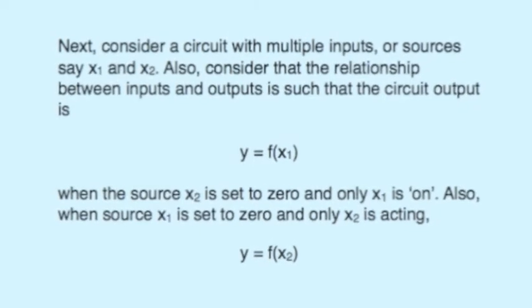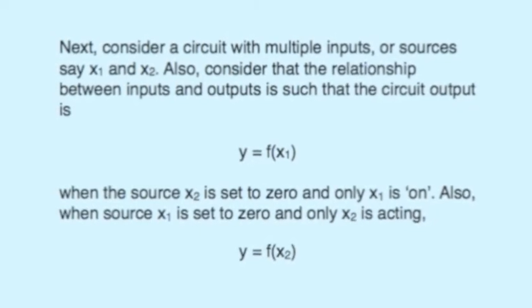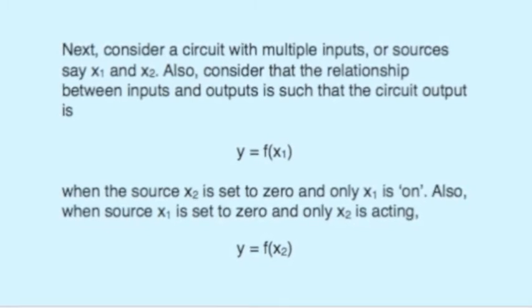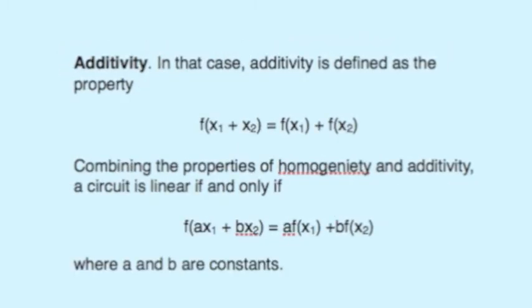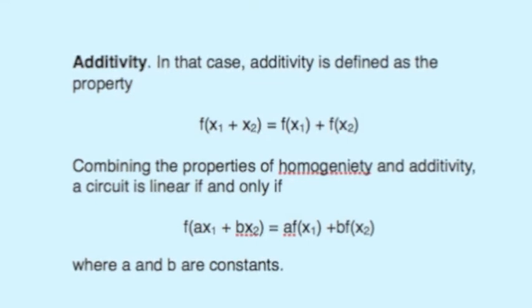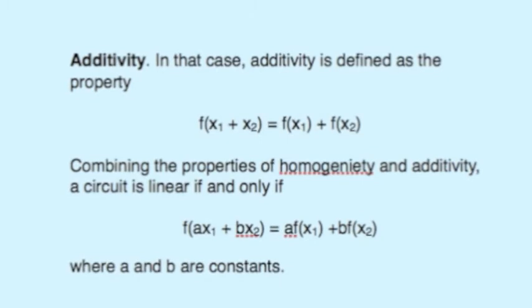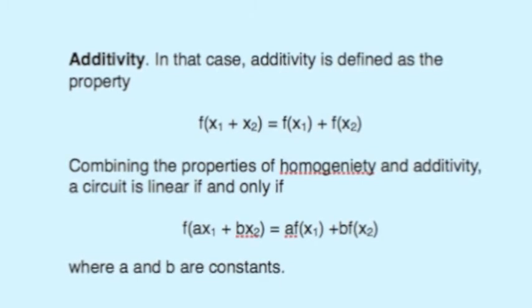Well, this brings up the second property we will require of linear circuits, namely additivity. For the property of additivity to hold, the output when both sources are acting simultaneously must equal the sum of the output when only source X1 is on, X2 having been turned off or set to 0, plus the output when only X2 is on, X1 having been set to 0, or in other words, turned off.